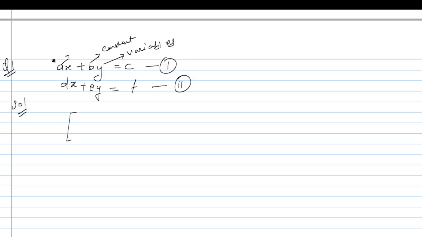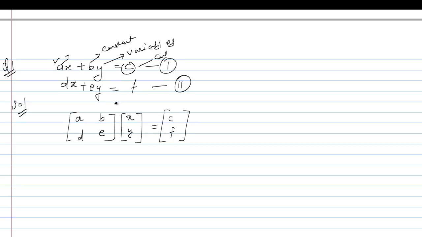I have a, b, d and e, which are the constants, written in matrix form, and then I have the two variables, x and y. I write this here, and this is equal to the constant terms, c and f. So this is my equation in matrix form.